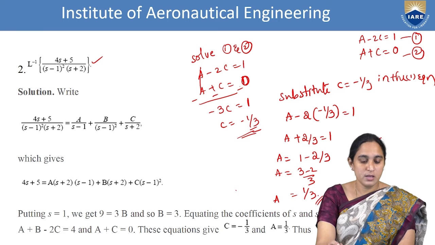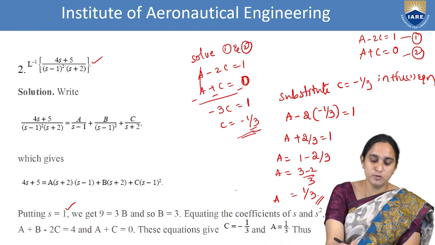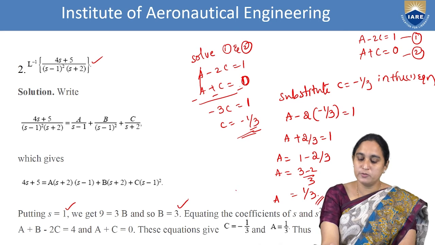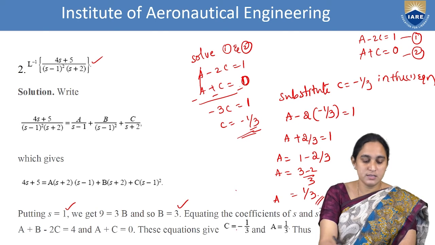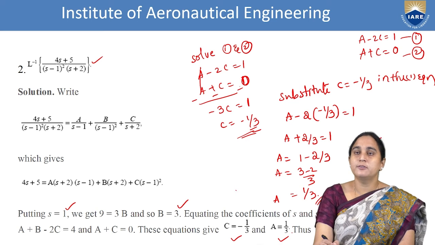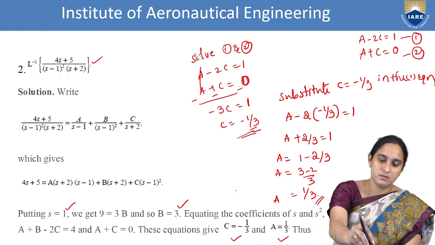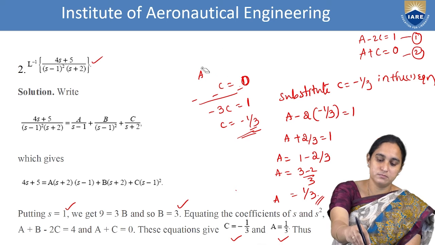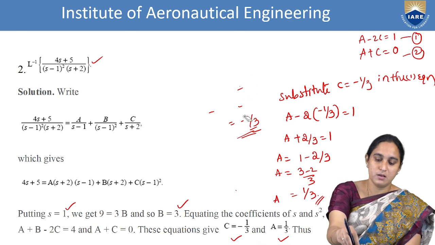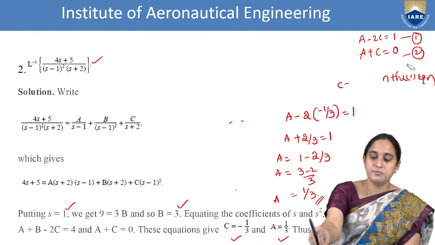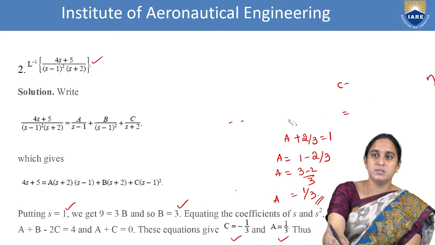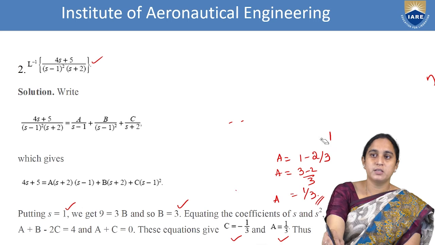1 by 3. If we substitute s is equal to 1, from that case we got b is equal to 3, and equating the coefficients of s and s square, from that case we got c is equal to minus 1 by 3 and a is equal to 1 by 3. Now we know the unknown values of a, b, c. Now substitute those values of a, b, c in the above equation. After that, apply Laplace transform on both sides.